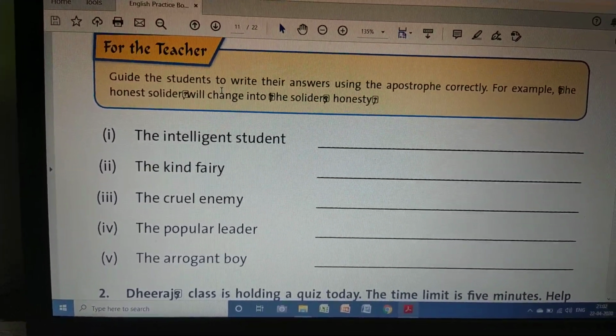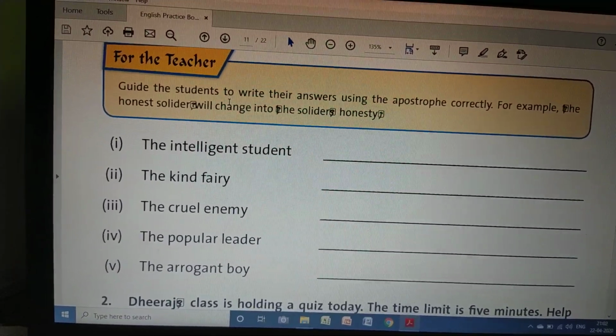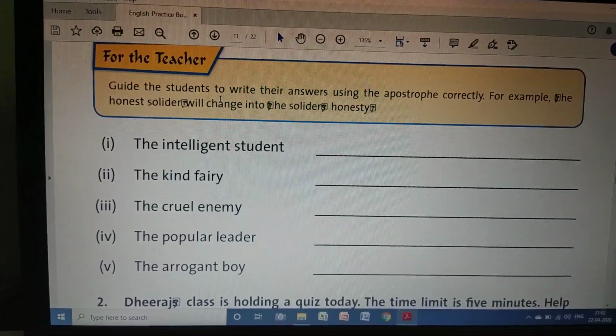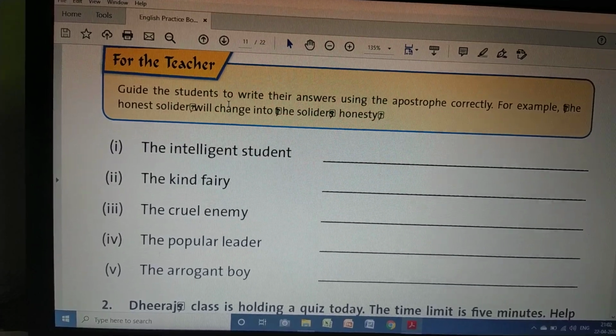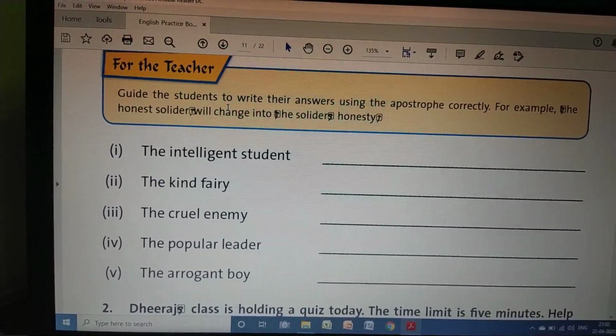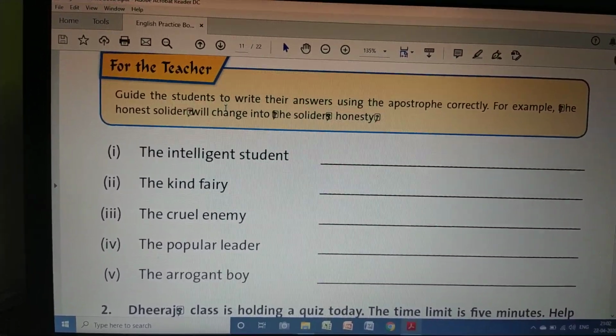So when you're writing the soldier's honesty, you're going to put an apostrophe after R in soldier and add an S, so that it becomes the soldier's honesty. The honesty is owned by the soldier. It's a possessive case, right? Okay, so likewise you're going to solve all this.